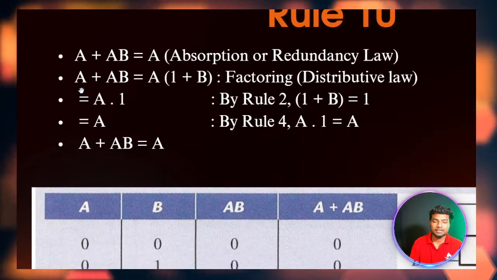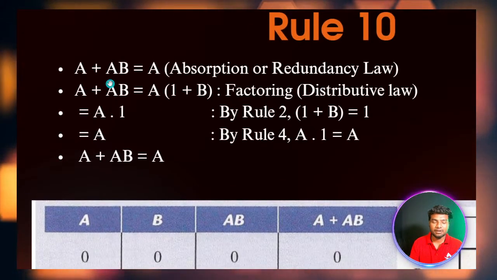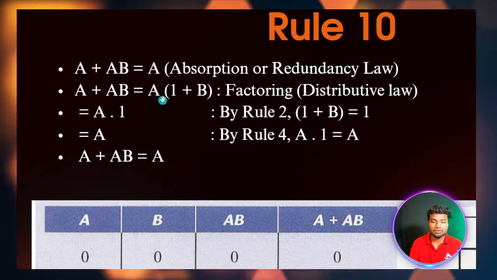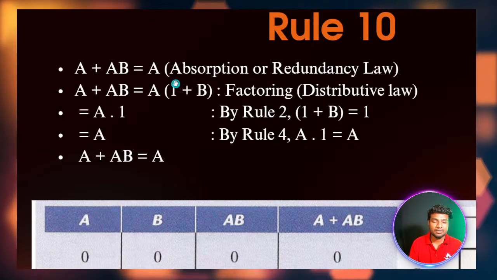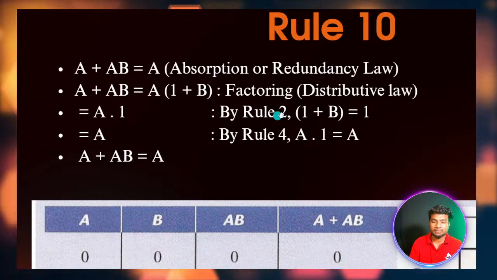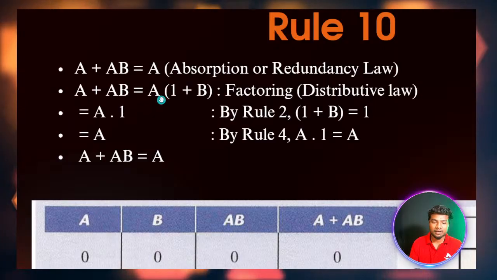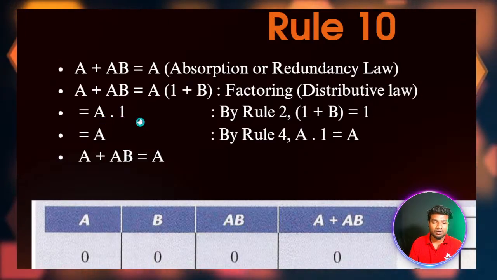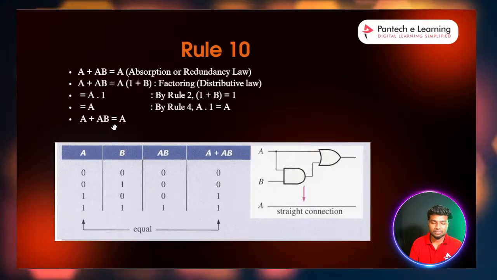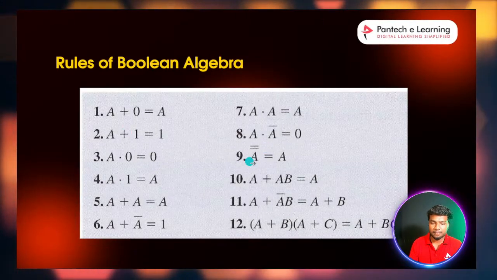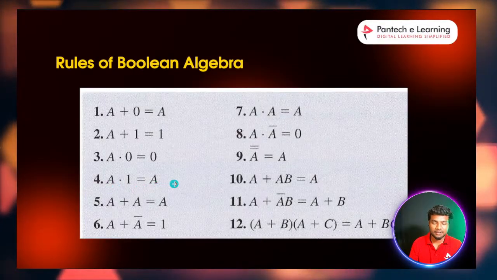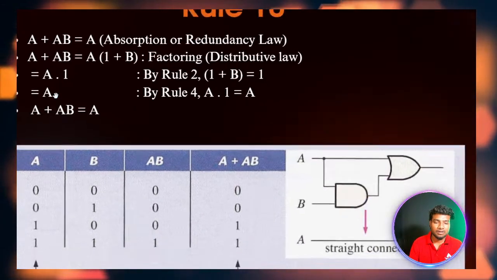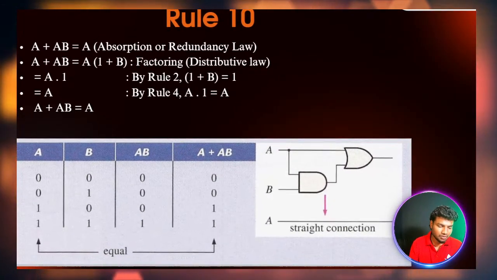So you can see here a plus ab. Here a is common, we can take it out, so the remaining thing we get is 1 plus b. So 1 plus b is nothing but 1. Here is the AND operation, so a and 1, a dot 1, and a dot 1 is a. So in the same way you get a as the simplified answer.